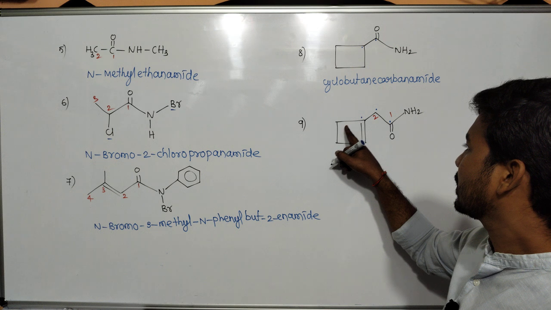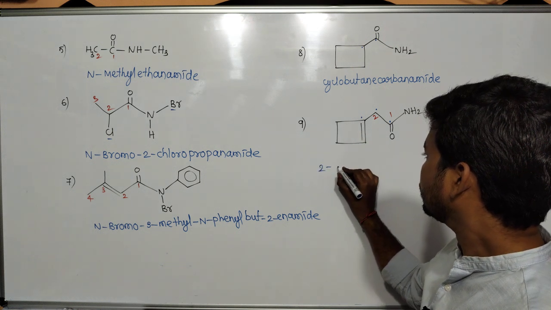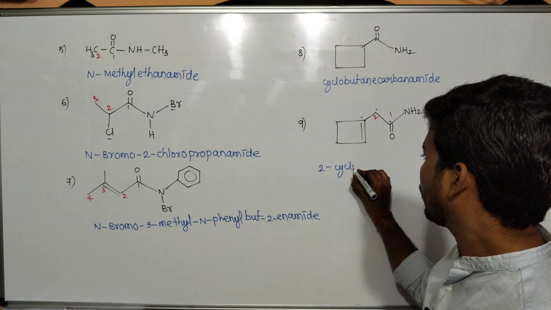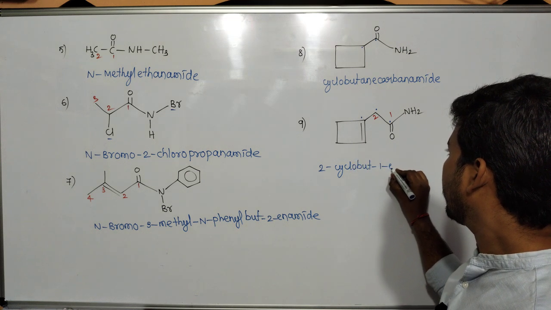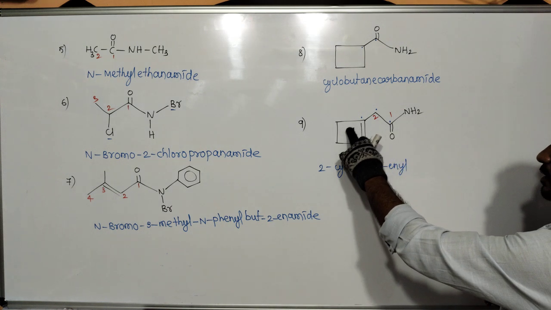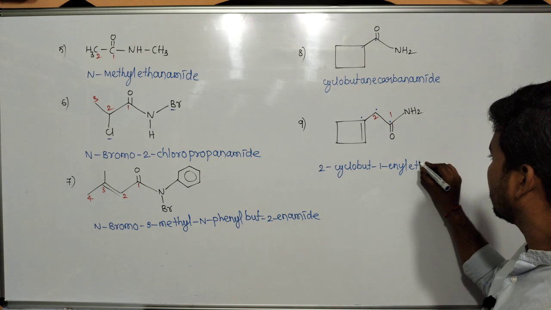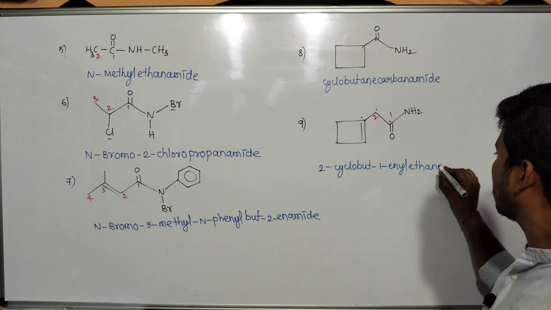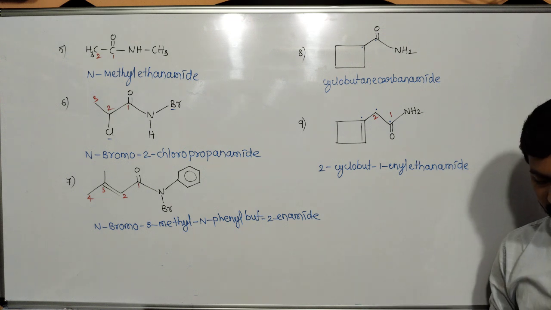On the second carbon, the substituent is cyclobut-1-enyl. So 2-cyclobut-1-enyl, with amide. Ethanamide is the IUPAC name of this molecule.